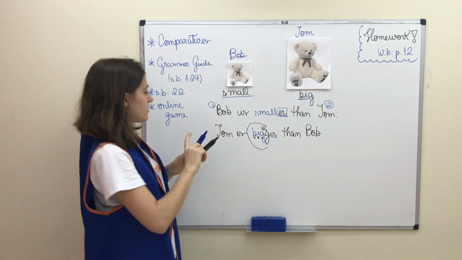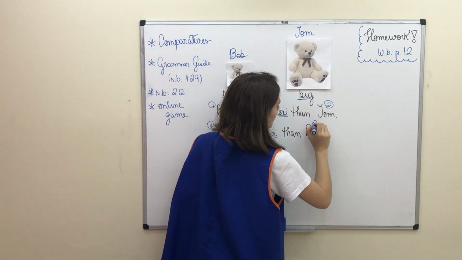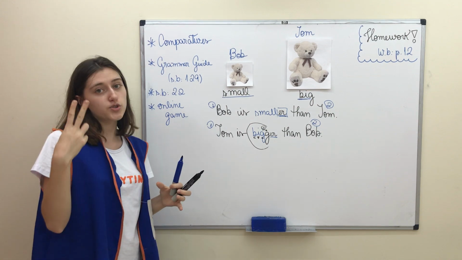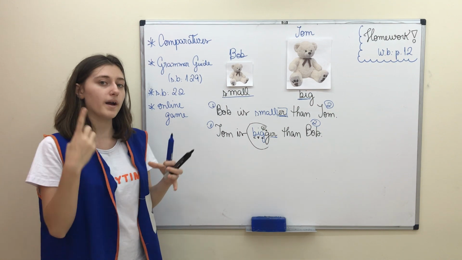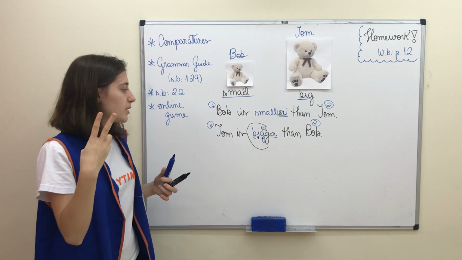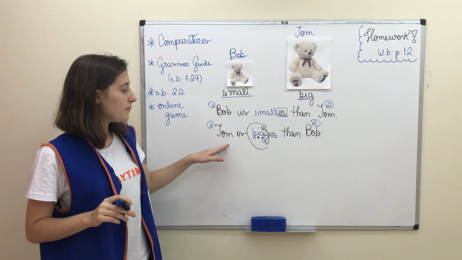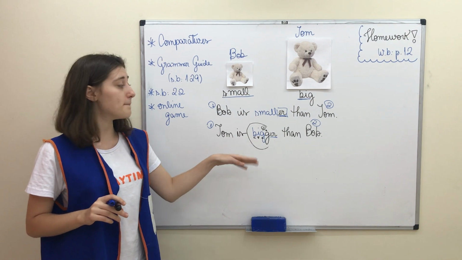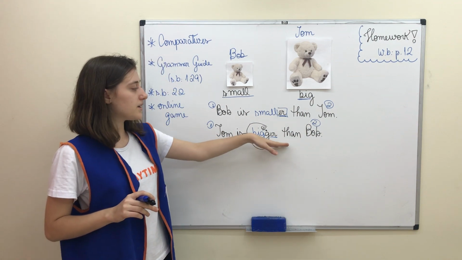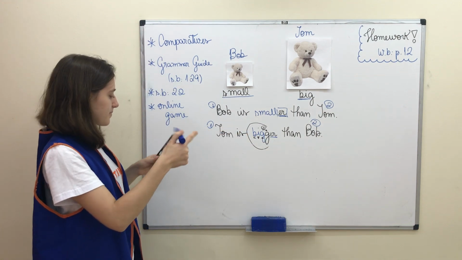Alright? So here I have Tom first and Bob second. Toda vez que a gente vai compare, we need two things, right? Não tem como compare with only one thing. We need at least two things. Pelo menos two things to compare. Okay? So repeat. Tom is bigger than Bob. Tom is bigger than Bob. Okay?